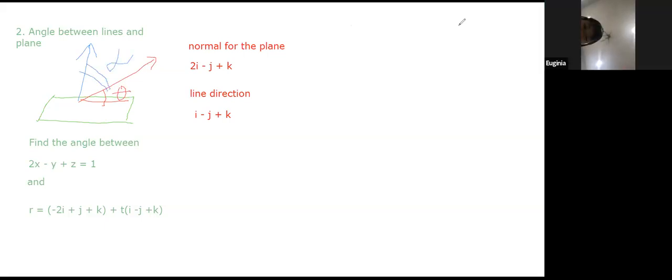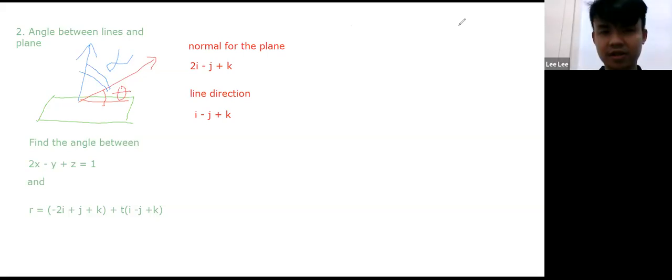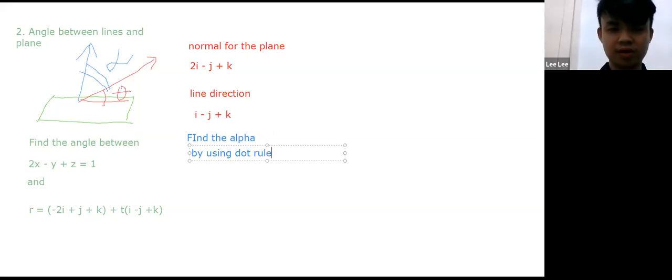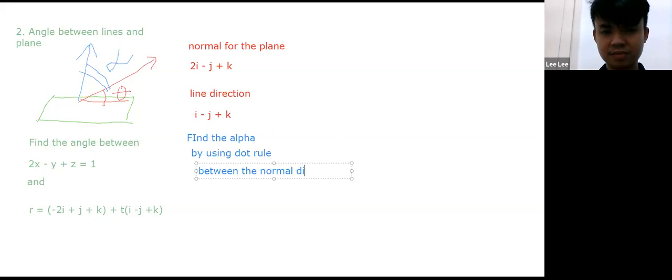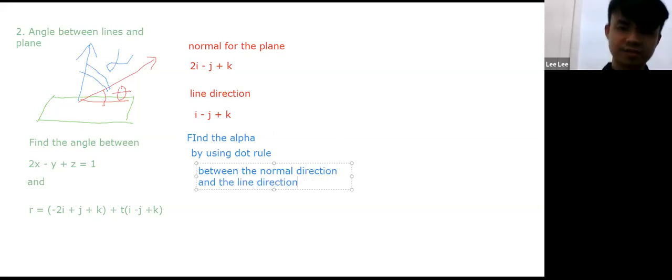You know how to find angle, right? You do the dot rule, right? So you're going to find the alpha first, by using the dot rule between the normal direction and the line direction. Understand the dot rule formula?